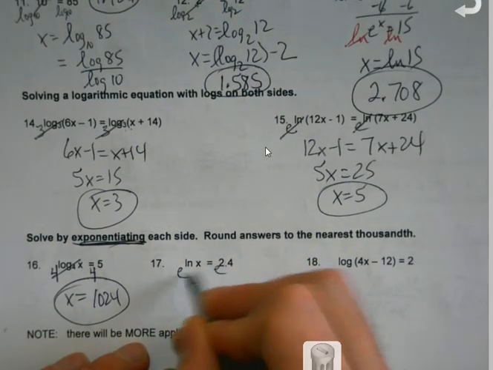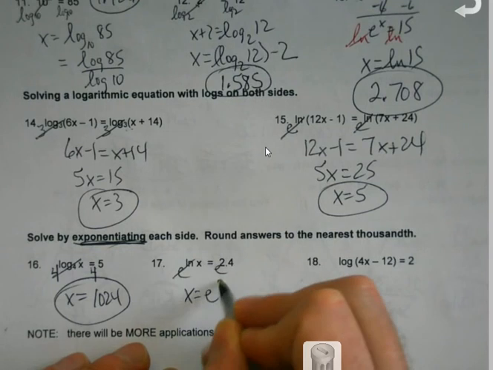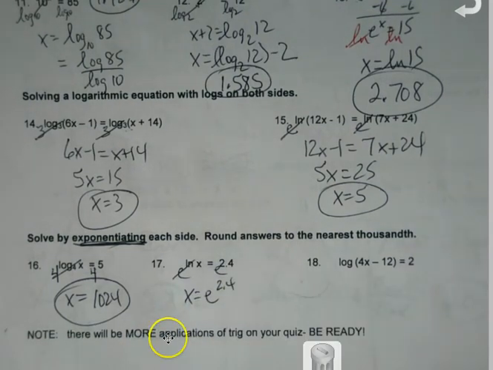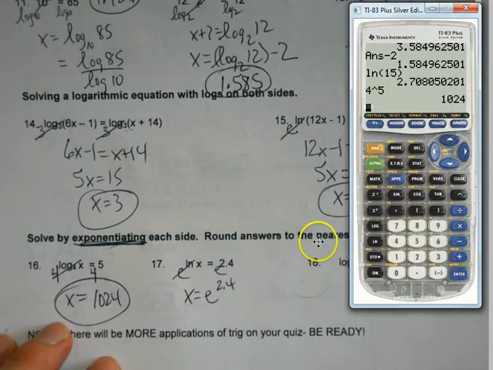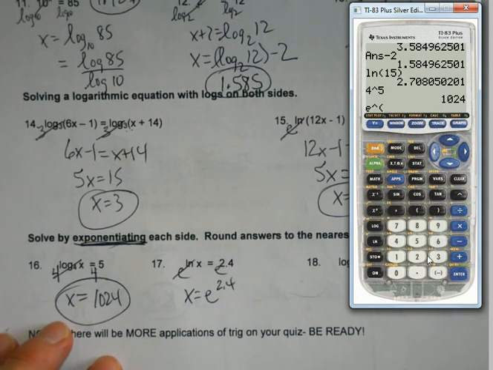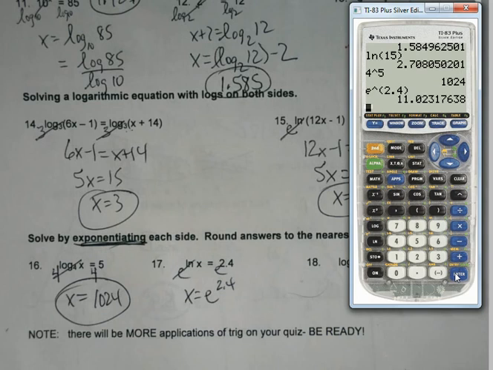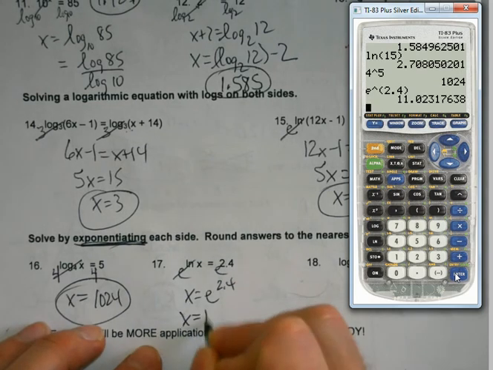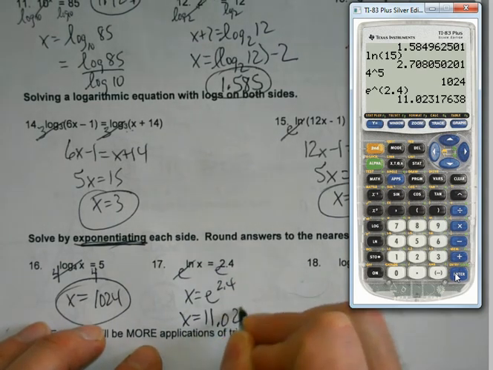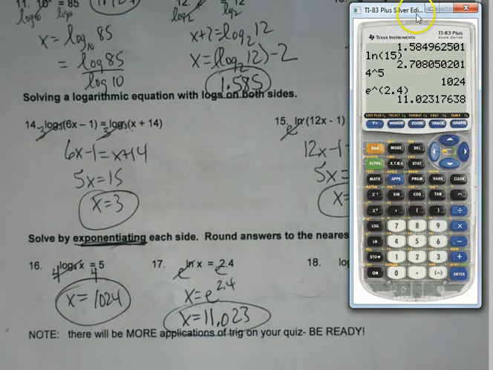ln, it's e. Okay, e, let's see. Second ln gets me e. Don't just leave that because it's asking for specific values. Nearest thousandth. Boom.